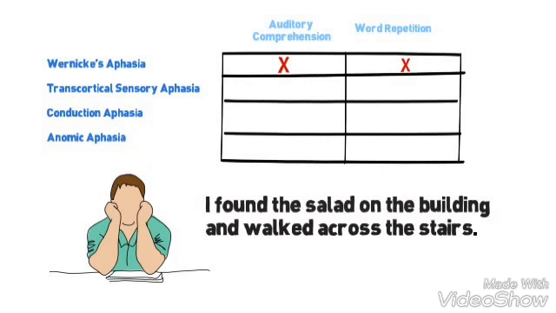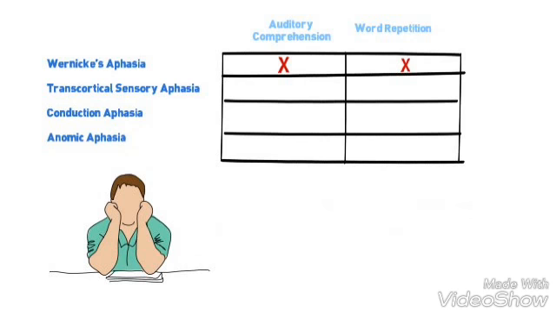A patient with transcortical sensory aphasia has impaired auditory comprehension, but intact word repetition. This means that while a patient might have a difficult time matching words with meanings, he is still able to repeat things with accuracy and understands their content. A patient with transcortical sensory aphasia might accidentally interchange words of similar content. For example, "I'm walking the cat."